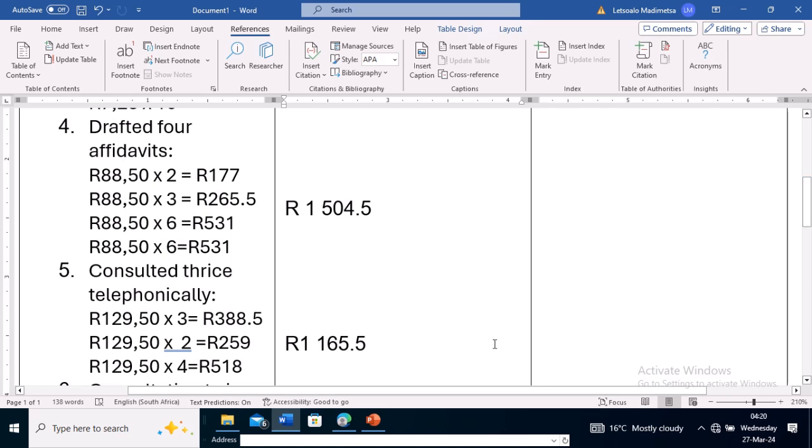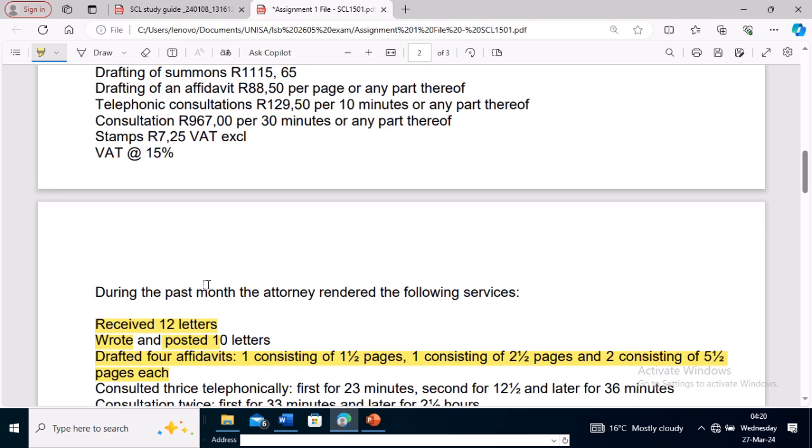So the first one is 129 rand 50 cent times 3, which is 388 rand 50 cent, and then times 2 is 259, and then times 4 is going to be 518. Then you add these and it's going to give you 1,165 rand 50 cents. Then we add it under the fees because it was carried out under the law firm.